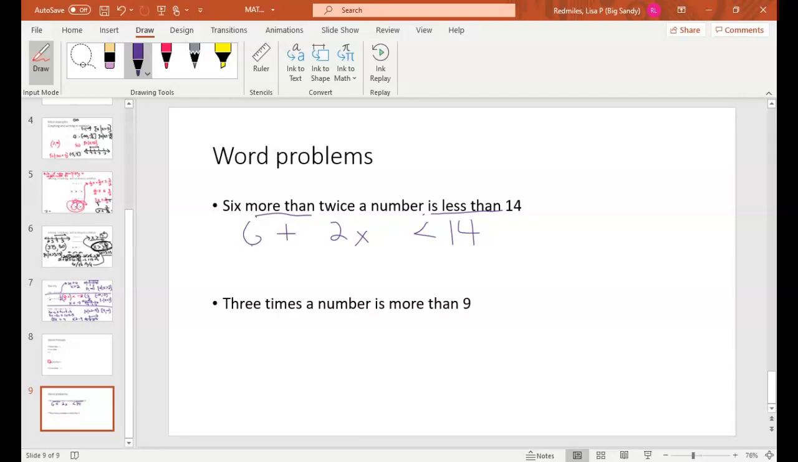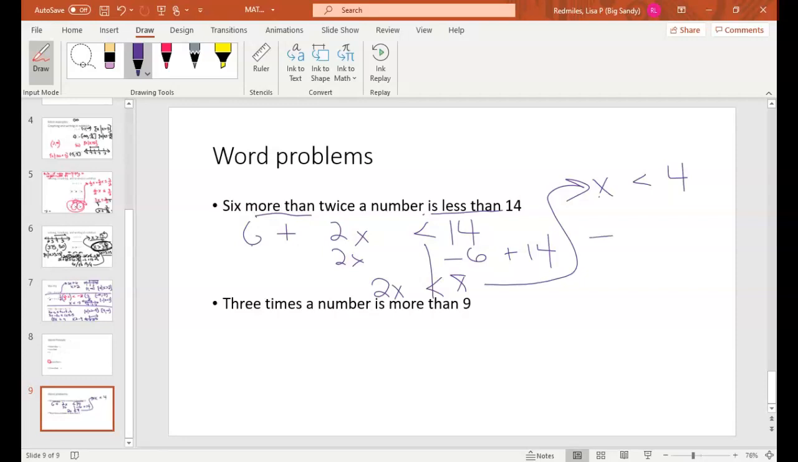So now we have to solve this. We're going to keep the 2x over here and bring this 6 over here and make it negative, which gives us 8. 2x is less than 8. And when we divide by 2, which is positive, we have x is less than 4.